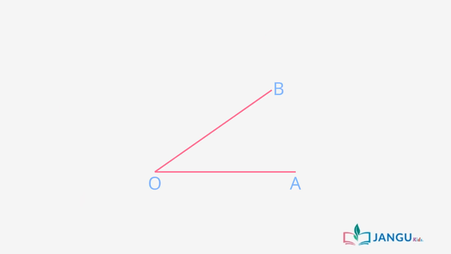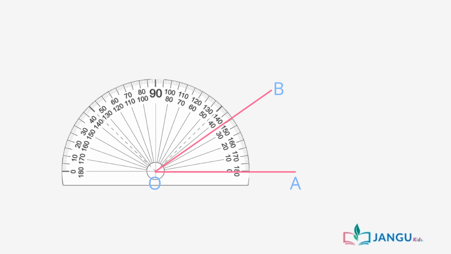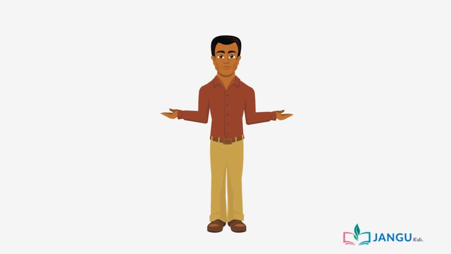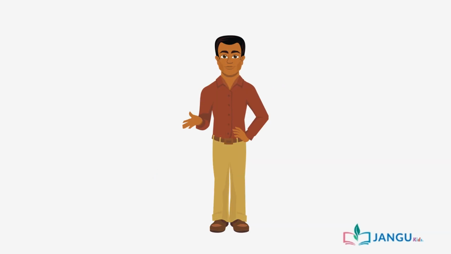Now, let's see an example with angle BOA. For this, we'll place the center of the protractor at O, forming a straight line with the line segment OA. Then carefully look at the protractor and read where line OB falls. In this case, we can clearly see that the line falls midway between 30 and 40 degrees. This means that angle BOA is 35 degrees. Voila! We're done. Feel free to follow the same process to measure any given angle.